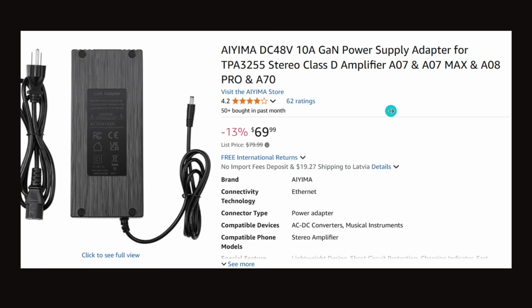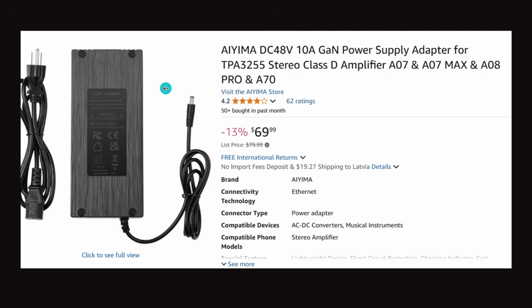And then we have several offerings in the market, and this is branded as AIMA DC 48 10 amps capable power supply. Pretty bulky, but this is a good one. It is developed and manufactured by another company. This is just branded like that.